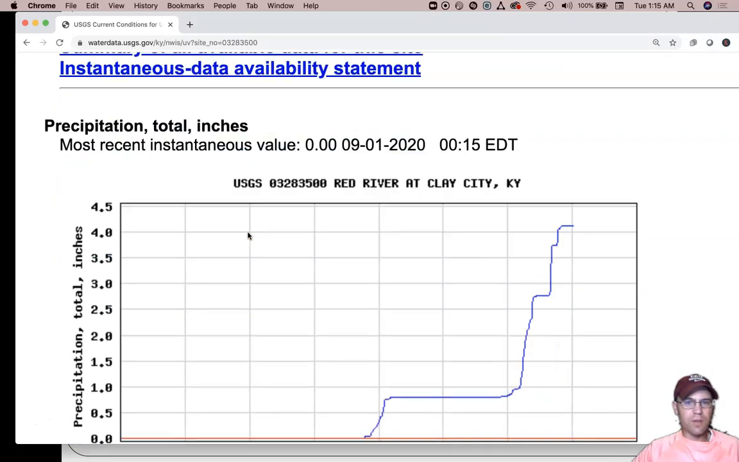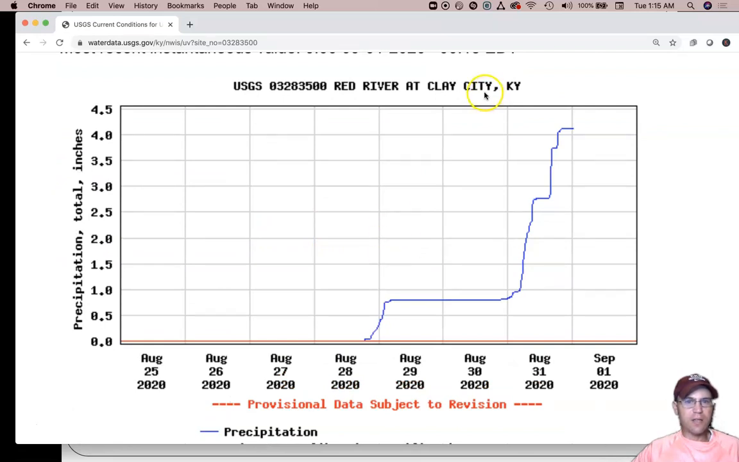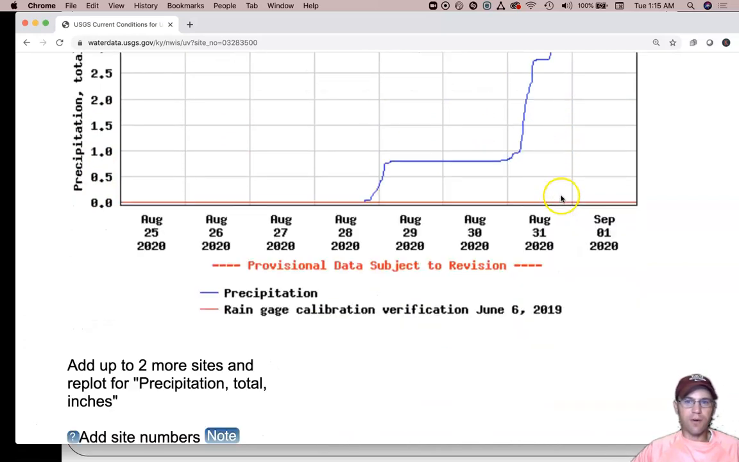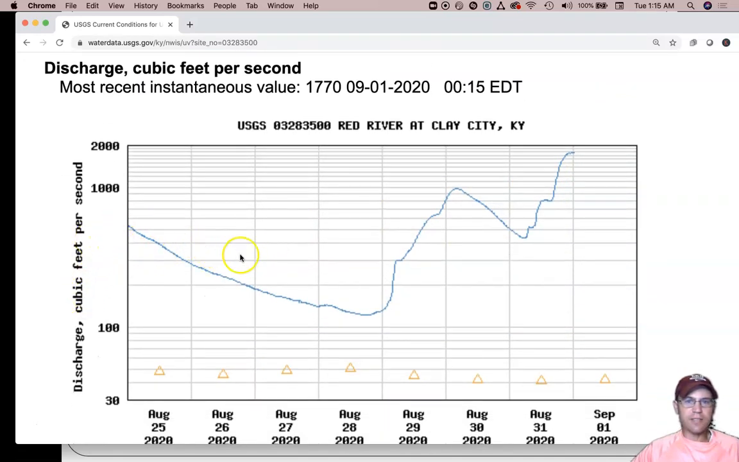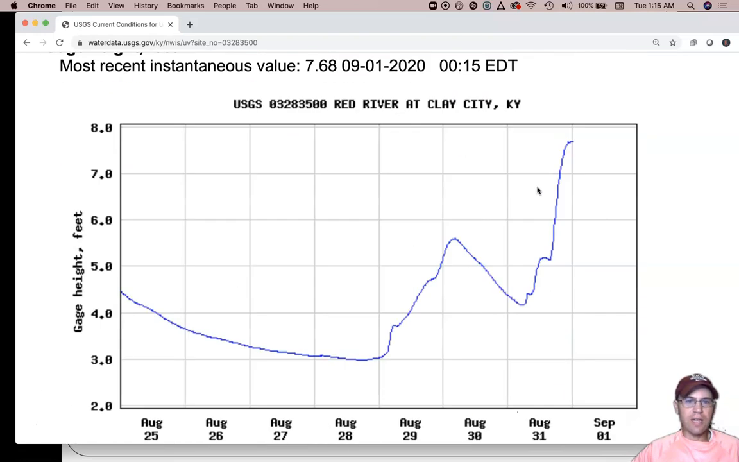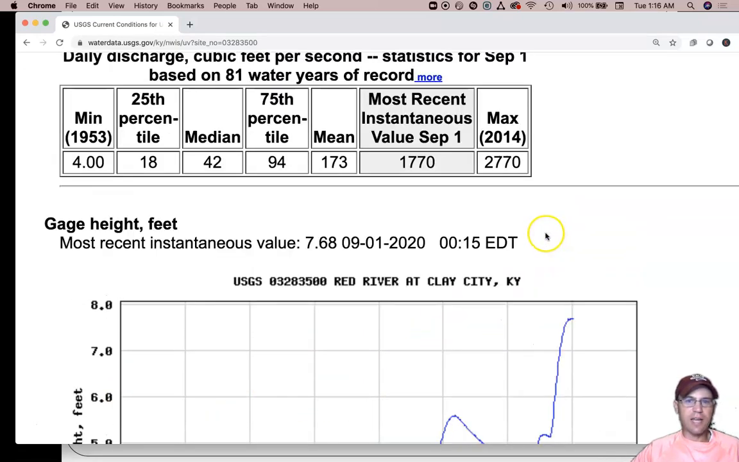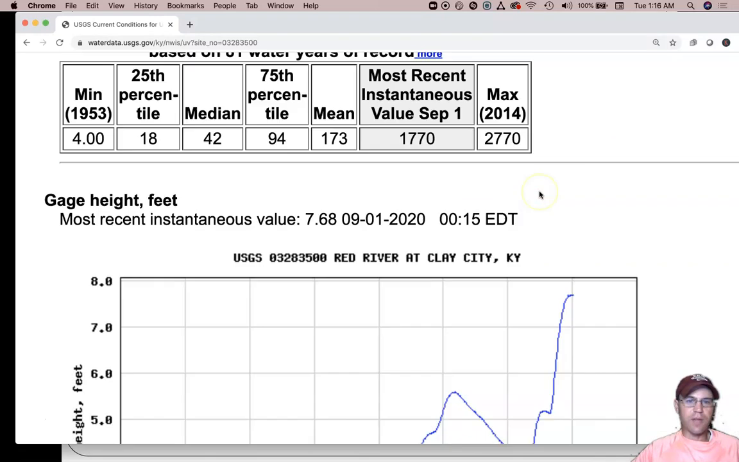So the Red River at Clay City, Kentucky had a pretty good amount of rain, it looks like, on the 31st. And then you can see the discharge in CFS. If you wanted to look at the discharge in terms of gauge height, you can see it there in gauge height. Notice the gauge height mimics the actual discharge for the river, because those two things are similar.